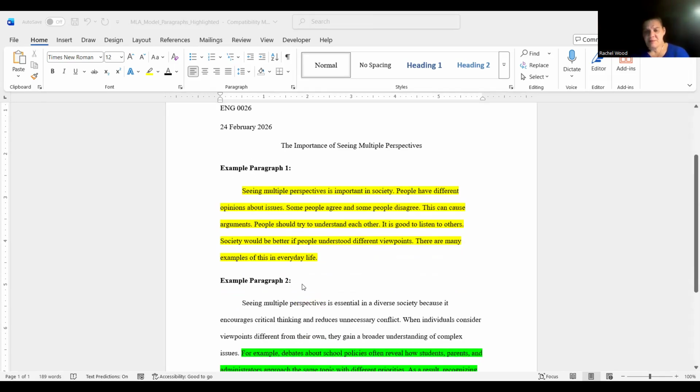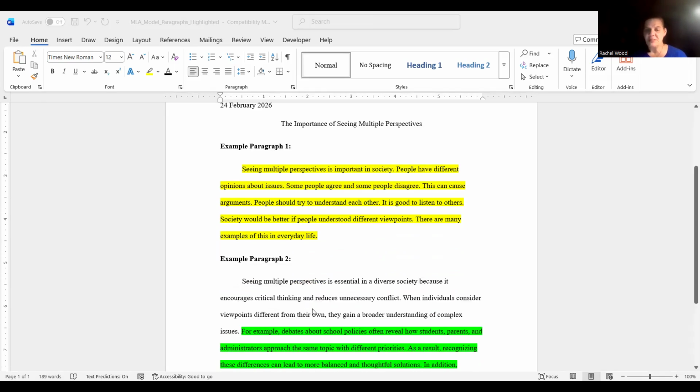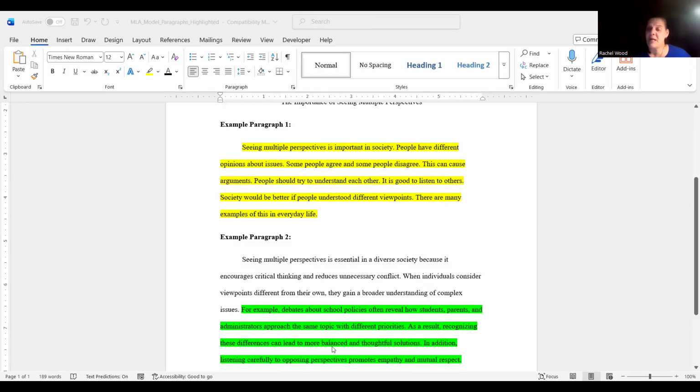Seeing multiple perspectives is essential in a diverse society because it encourages critical thinking and reduces unnecessary conflict. When individuals consider viewpoints different from their own, they gain a broader understanding of complex issues. For example, debates about school policies often reveal how students, parents, and administrators approach the same topic with different priorities. As a result, recognizing these differences can lead to a more balanced and thoughtful solution.